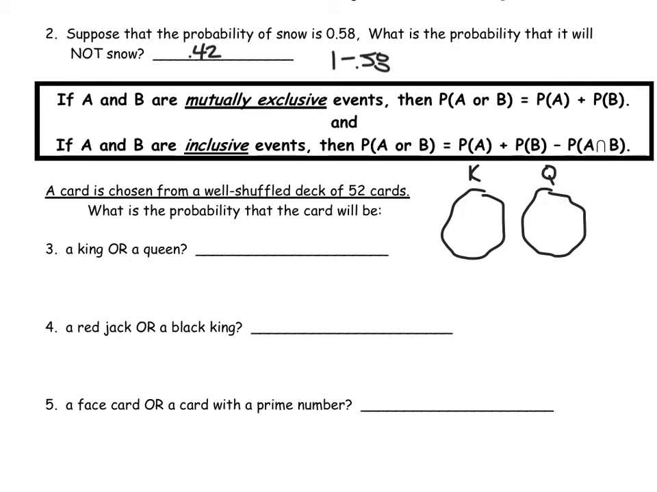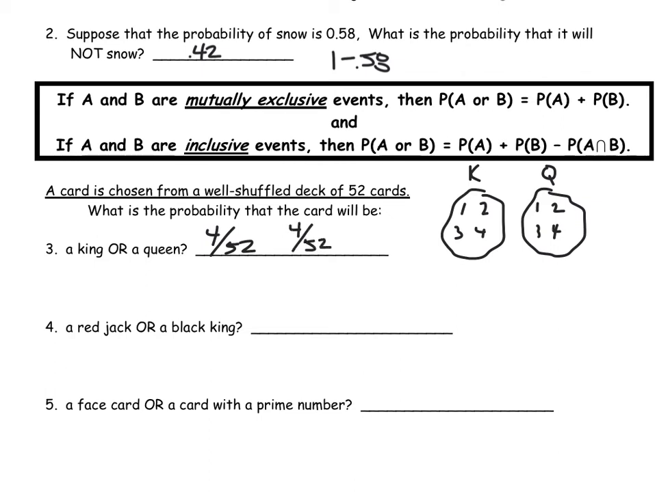Okay, how many kings are there? Well, there are 4 kings. There's one of each suit. And how many queens are there? Well, there's 4 queens. There's one of each suit. Okay, and if I wanted to, I could draw the suits in there. I'm not going to waste the time on that. Okay, so what is the probability of pulling a king? Well, that is 4 out of 52. What's the probability of pulling out a queen? That is also 4 out of 52.